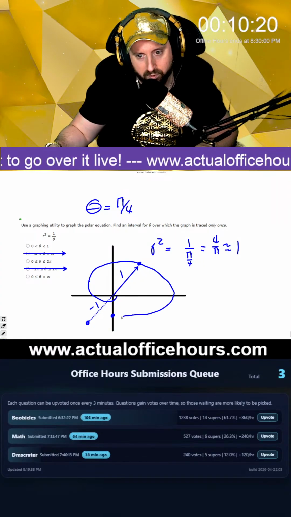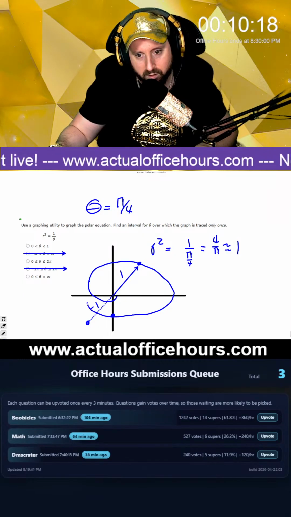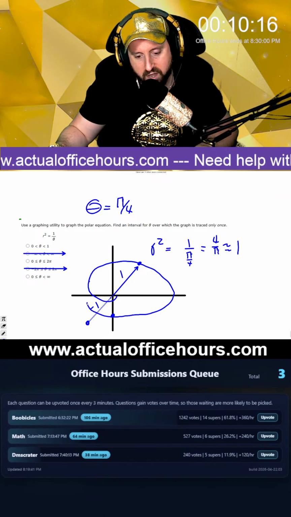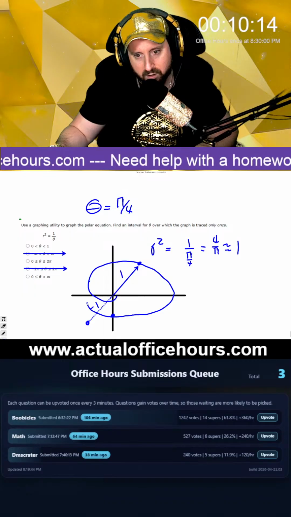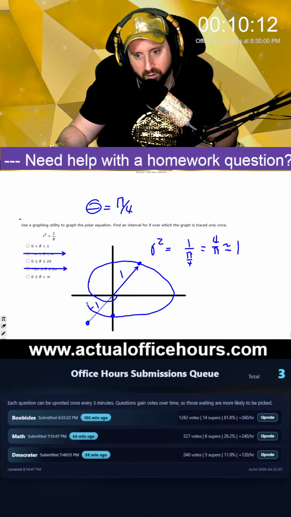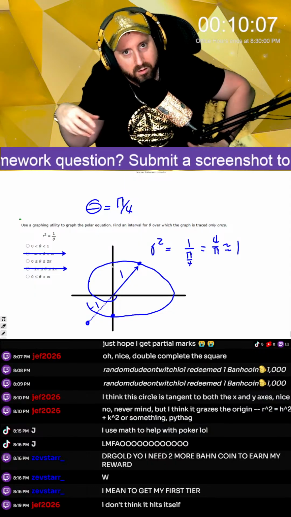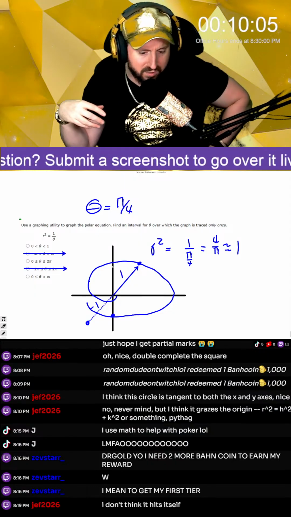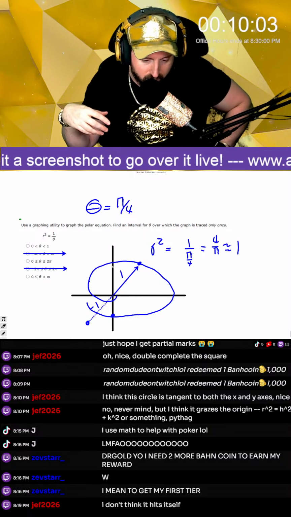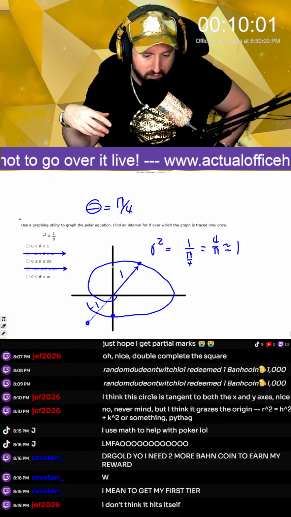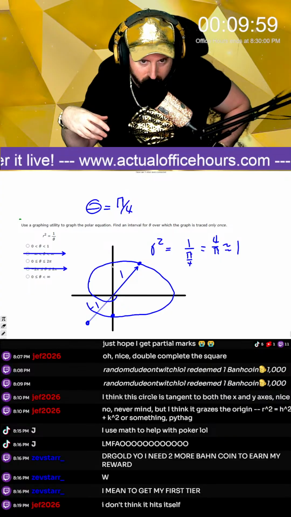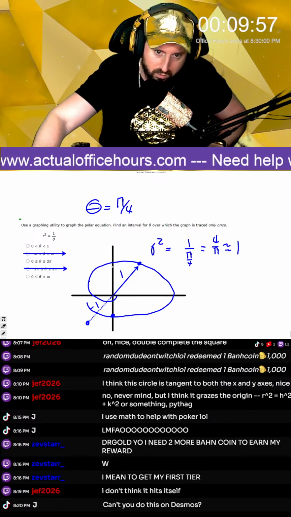I'm trying to think how this looks. Oh shit. Dude, how does this even look? What the hell? I don't think it hits itself. It doesn't hit itself. Yeah, so I think it's 0 to infinity.